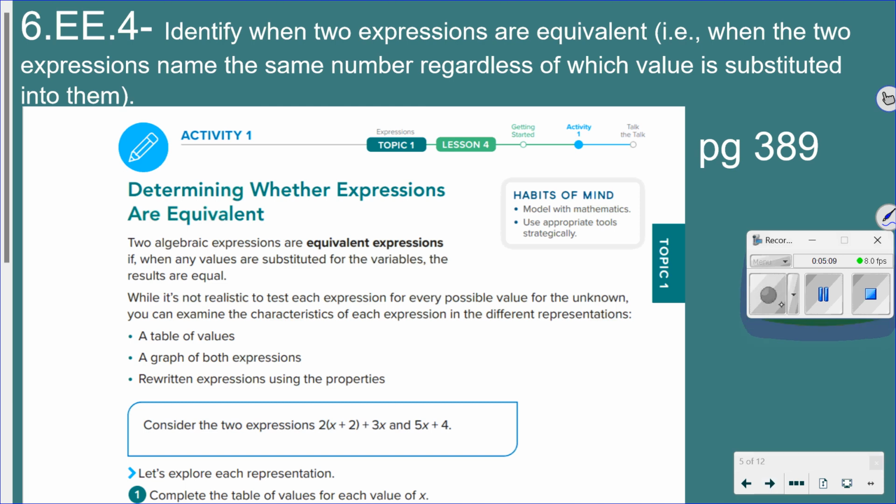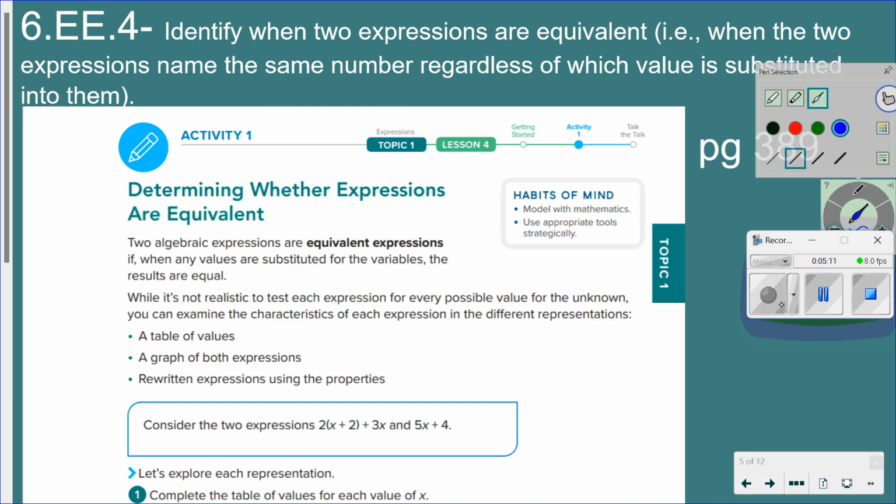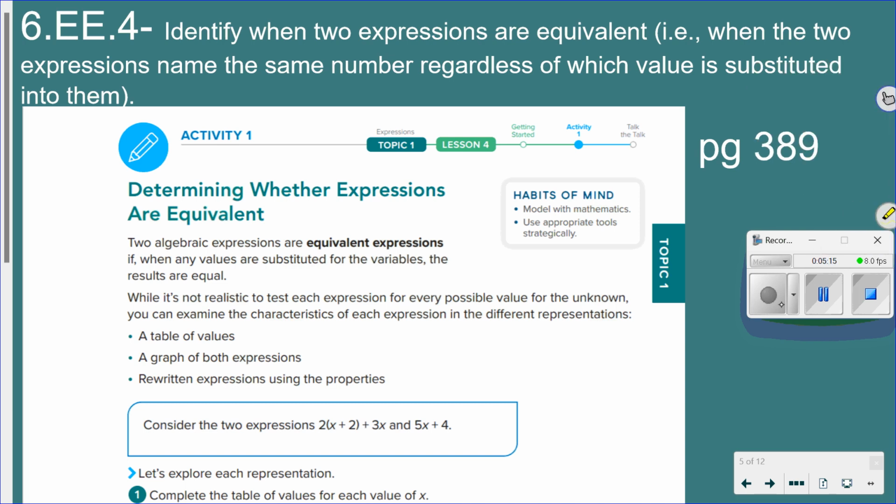Okay, the term for today on the vocab sheet is equivalent expressions. We kind of talked about it, we just did it, but now when we're doing algebraic expressions, it's going to be a little bit different. So our definition here: if when any values are substituted for the variables, the results are equal. In other words, if I put a number into the variable and I get the same answer in two different expressions, that means that they're equivalent.